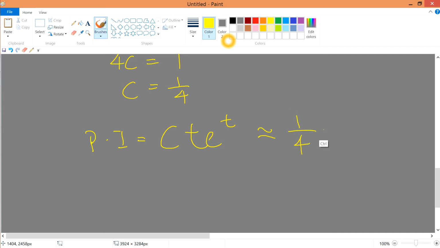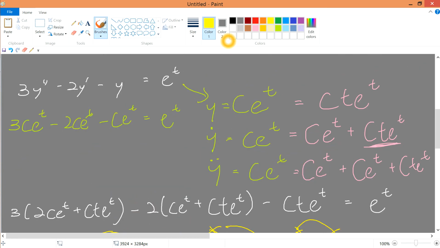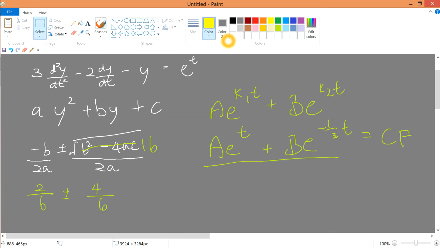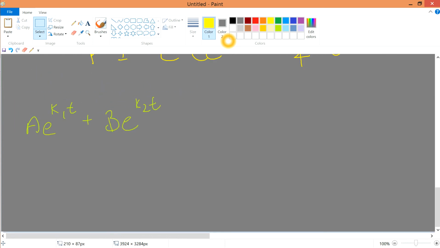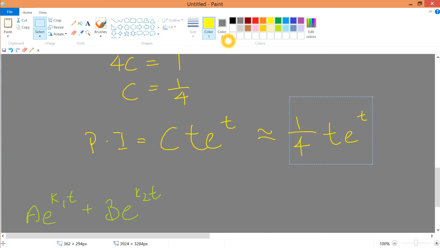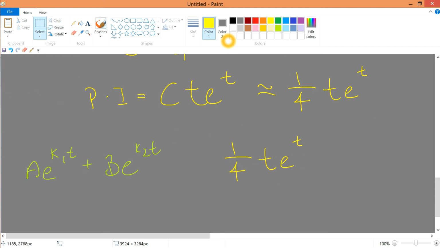I would have 1/4 te^t. And just to sum things up, if you remember the complementary function and the particular integral, if I sum them up together, this is the complementary function, this is the particular integral. And now you are ready to solve for your initial conditions.